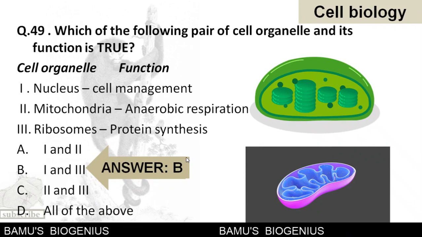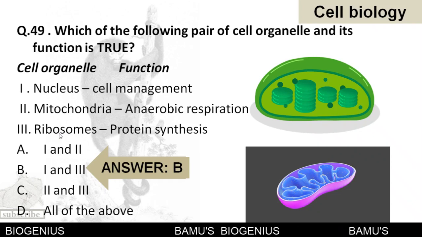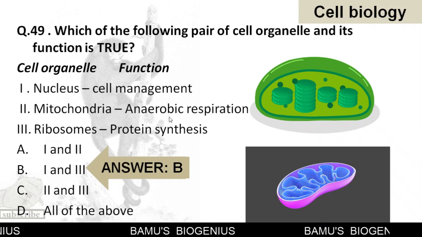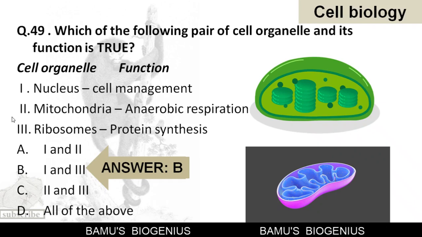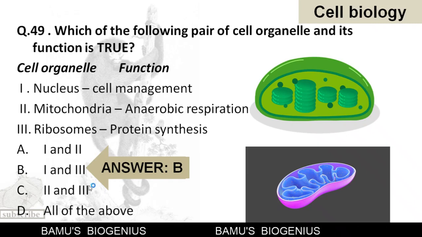That is, nucleus is involved in cell management, ribosomes are involved in protein synthesis, but mitochondria is not involved in anaerobic respiration. It is involved in aerobic respiration. So this second pair is incorrect. That's why the answer is 1 and 3, that is B.